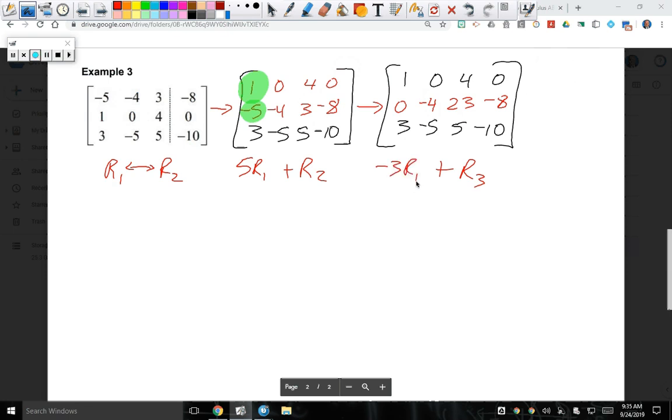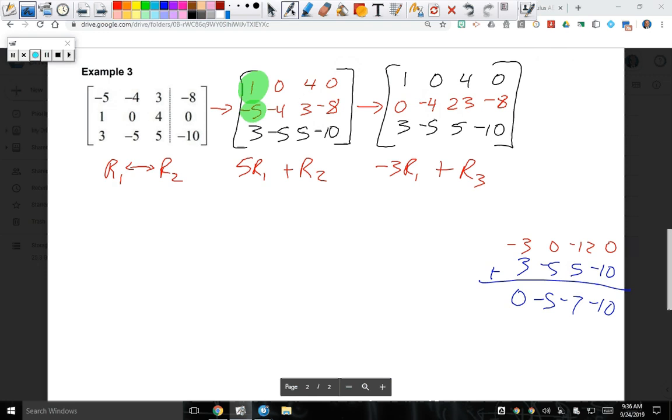Again, let's do some scratch work. Negative 3, row 1 would be negative 3, 0, negative 12, 0. Row 3 would be a 3, negative 5, 5, negative 10. So that I got 0, negative 5, negative 7, and negative 10.